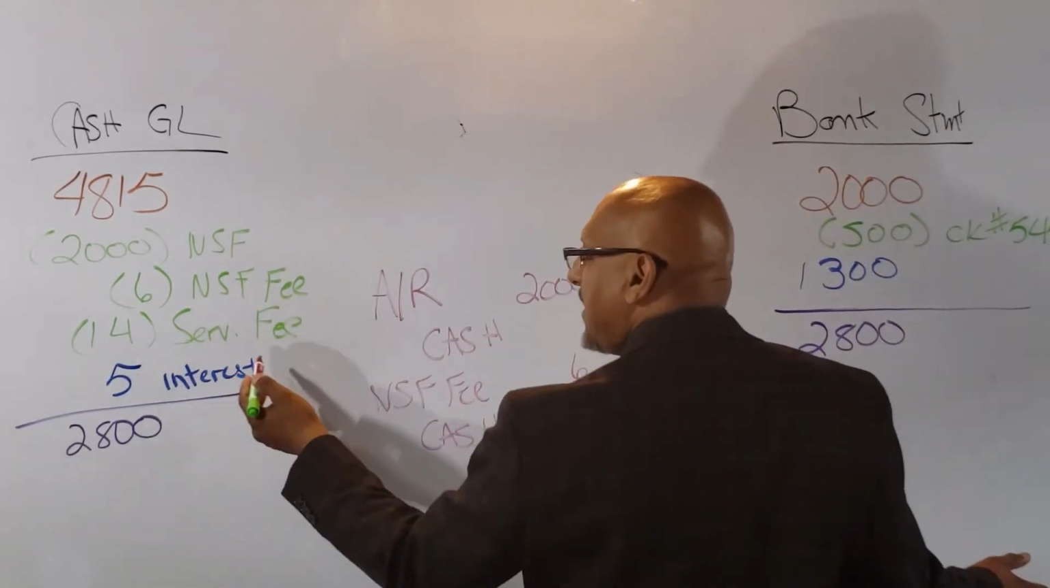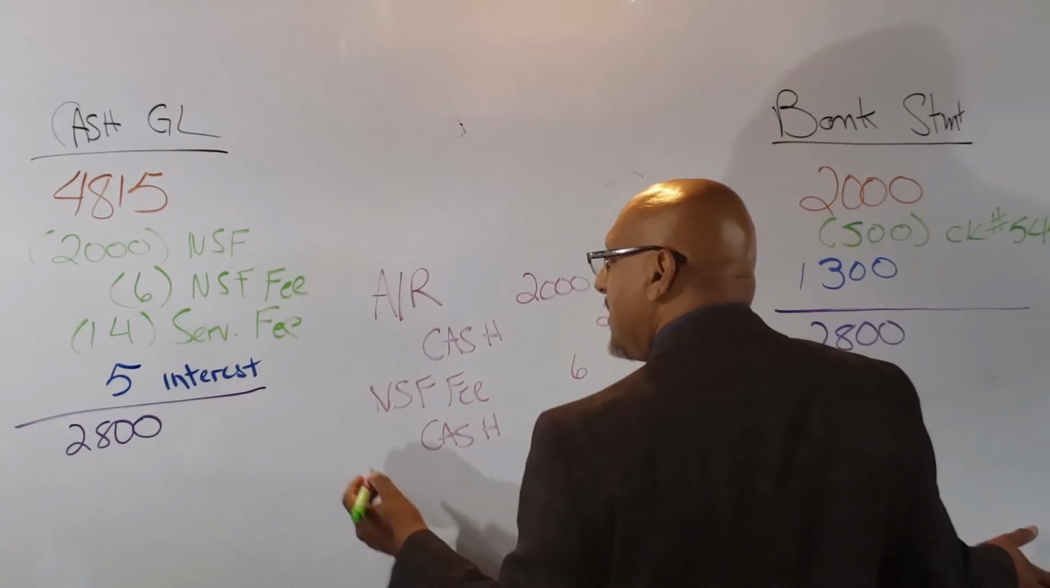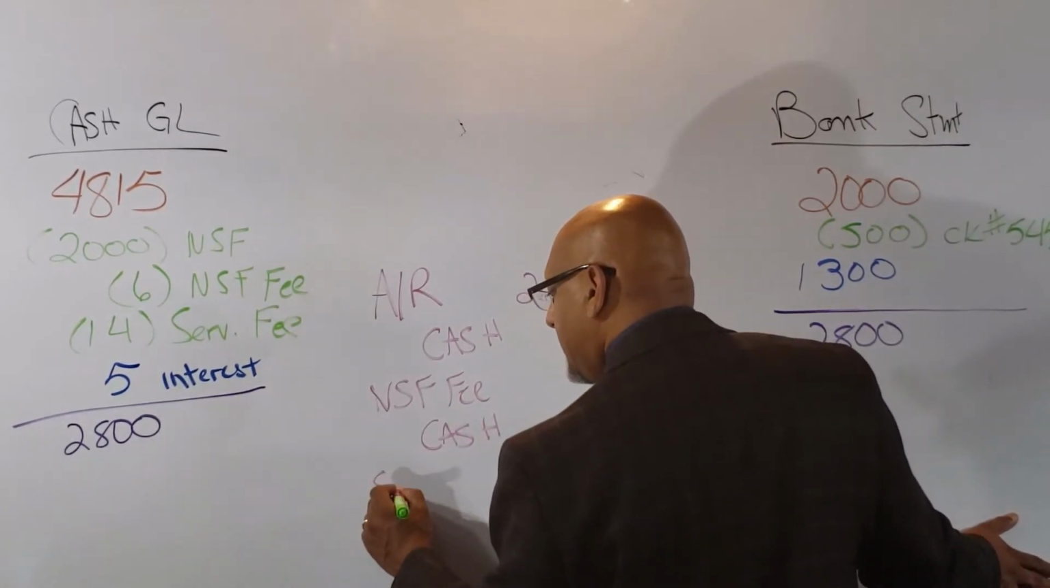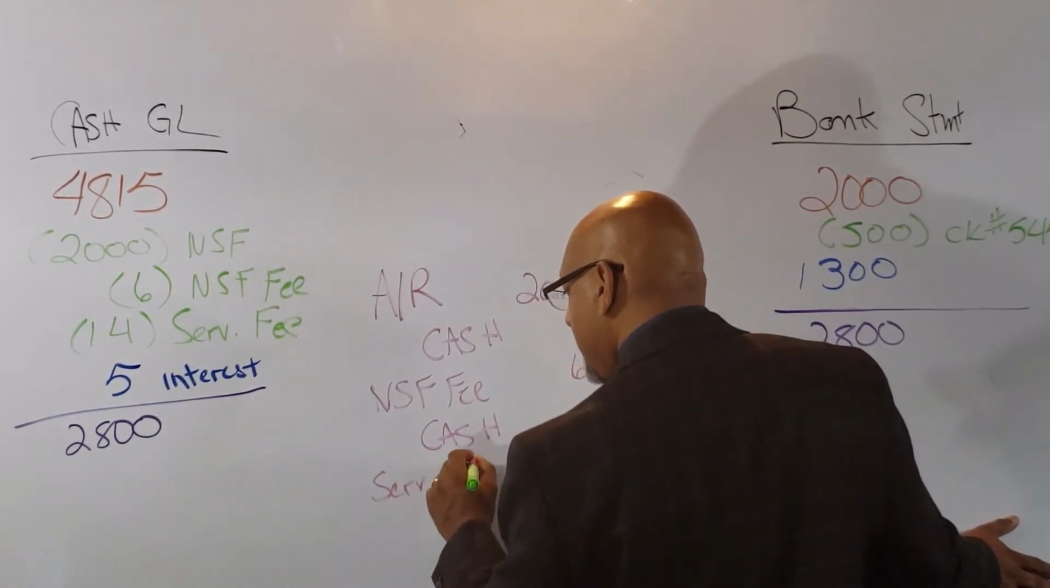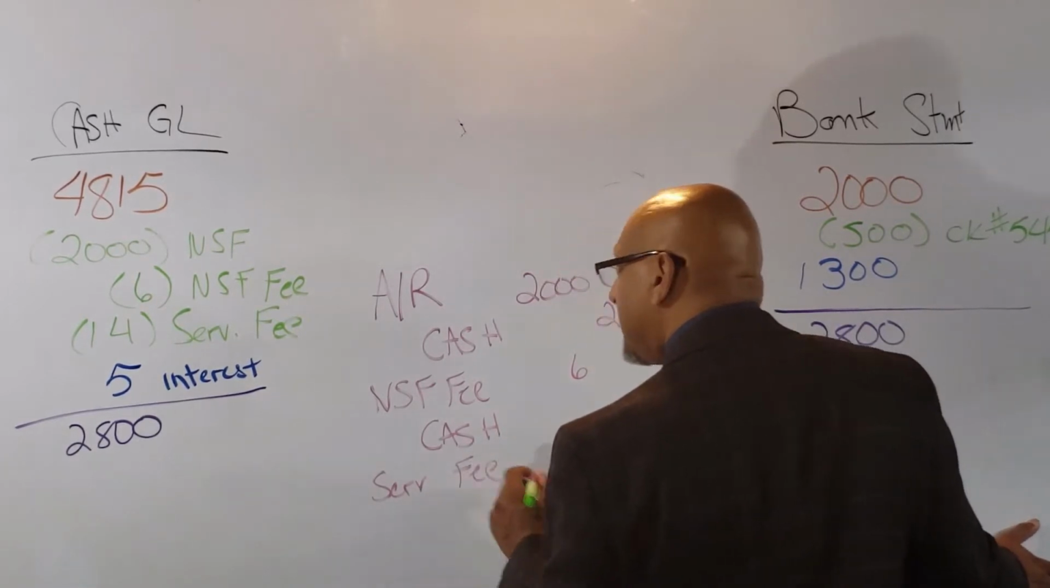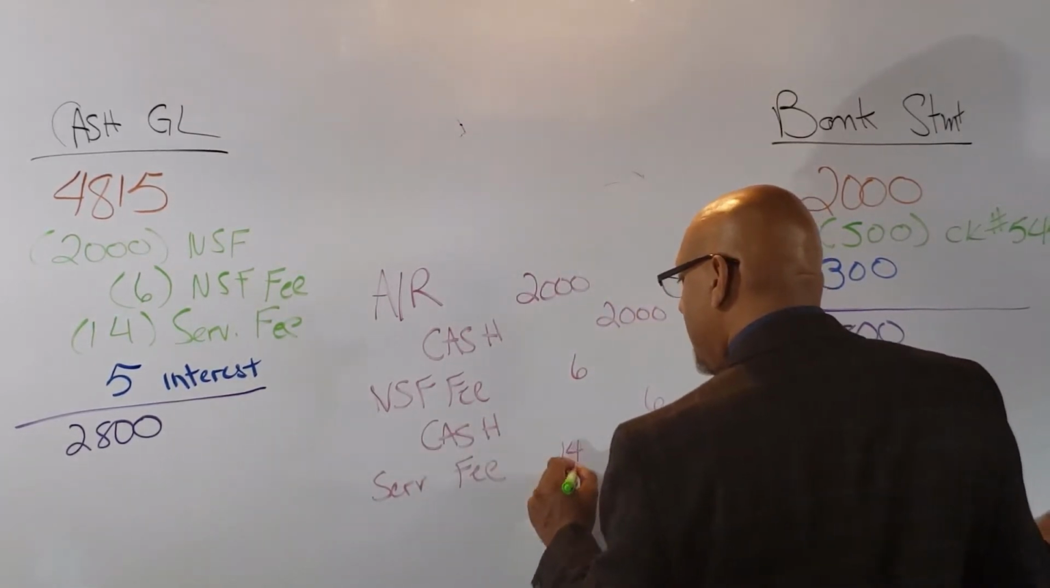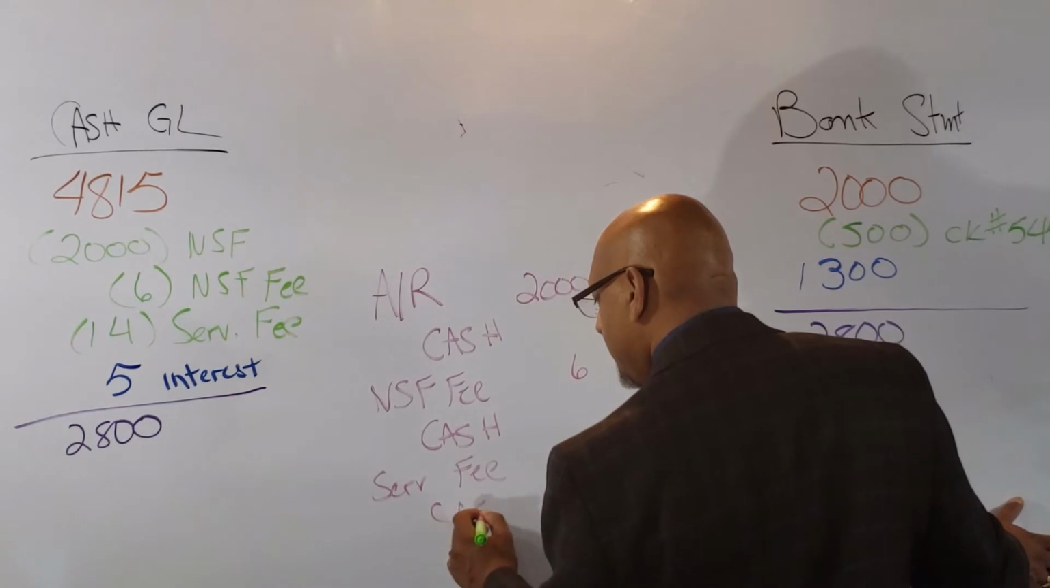The fourth piece is that we have a service fee of $14. So I would debit service fees, another expense, for $14, and credit cash.